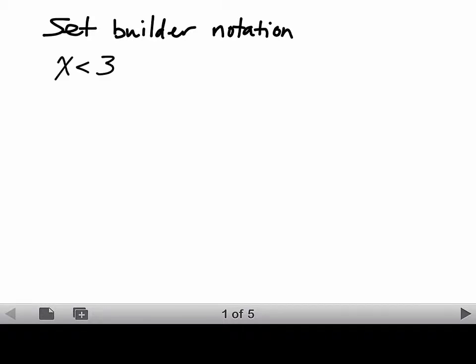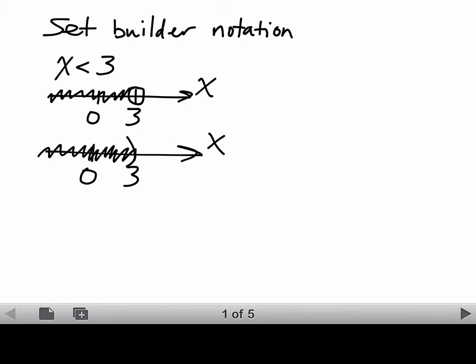And the first thing we're going to learn how to express in set builder notation is the inequality x is less than 3. Well, this can be represented on a number line using the circle at 3 shaded to the left, or a parenthesis at 3 opening to the left and shaded to the left. The circle notation is what we're probably used to, and the parenthesis notation is useful for interval notation.